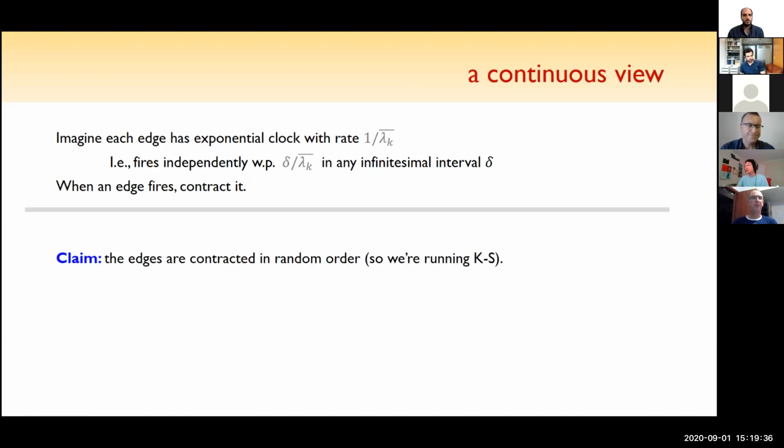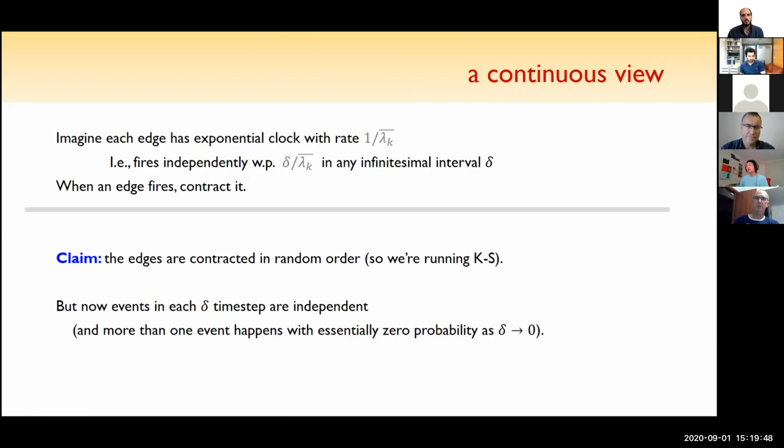So our first claim is that this procedure essentially is a restatement of Karger-Stein, in the sense that the edges are contracted in a uniform random order. But the nice thing here now is that because the events in each delta time step are independent, the time that every edge contracts is independent of the time another edge contracts. So essentially, we can decouple the randomness between different edges of the graph and consider each edge on its own. This is in contrast with the Karger-Stein analysis algorithm, where on each step exactly one edge is contracted, so the edges are not independent.